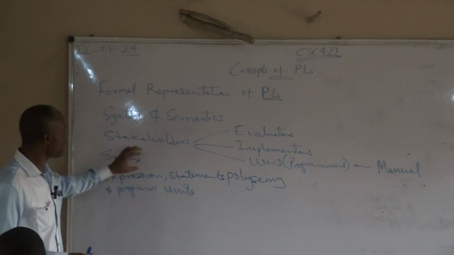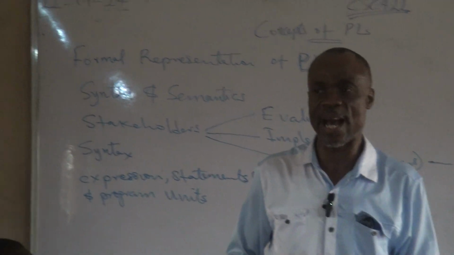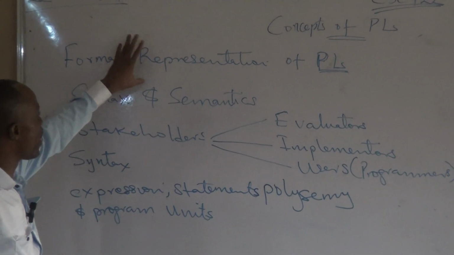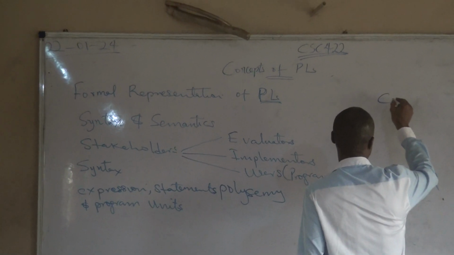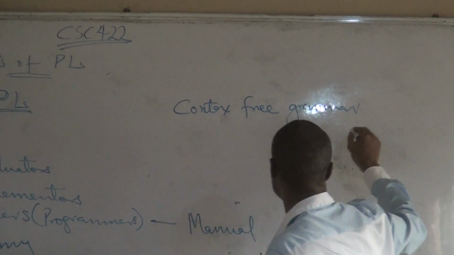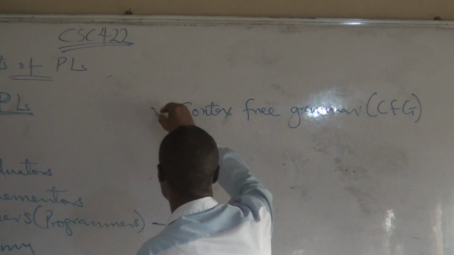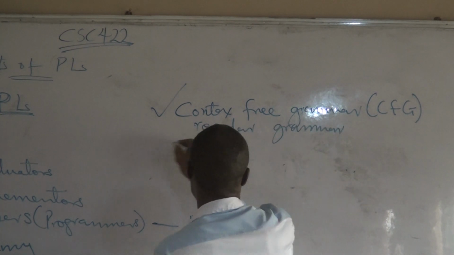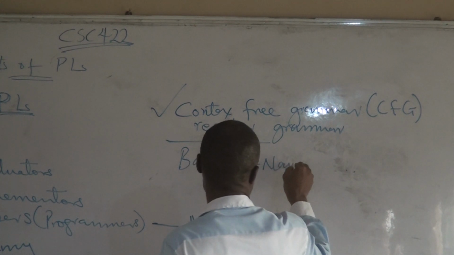Now we are talking about syntax: expressions, statements, and program units, the form in which they are. Are you okay? Now they have to be represented. There are two formal ways to represent syntax in programming languages. One is the use of context-free grammar, CFG. And sometimes regular grammar too, but basically context-free grammar. Regular grammar is used to represent the tokens. And the equivalent, they are almost the same, the Backus normal form.